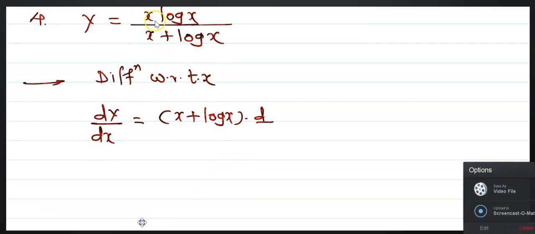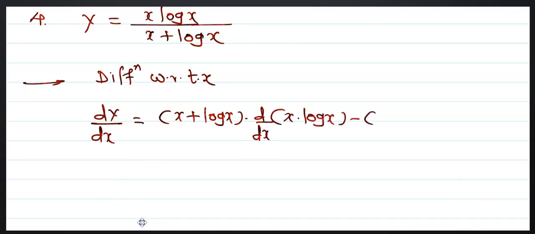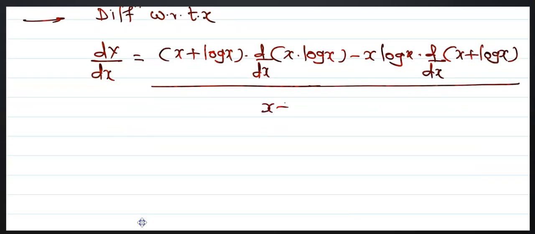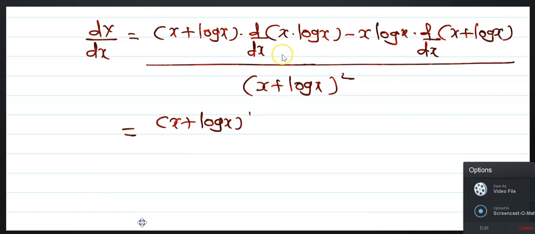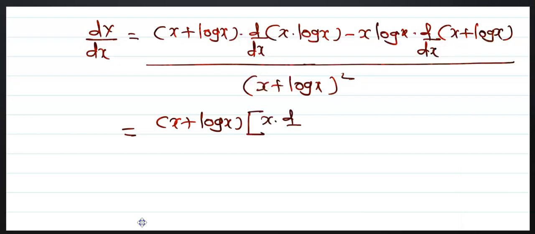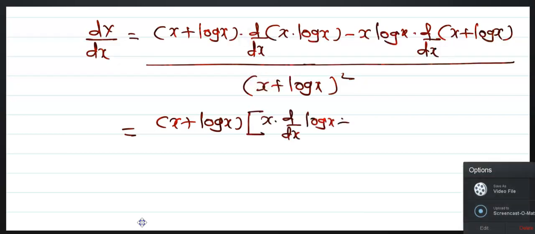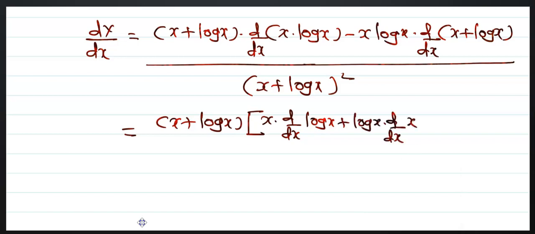Now here we have x into log of x, which means we have to apply the product rule for the first term. x into log of x minus x log of x and d/dx of x plus log x upon x plus log x bracket square. Now we will simplify here x plus log x. Now by using the product rule we will find out the derivative of x into log x. Keep x as it is, derivative of log of x is 1 upon x, plus log of x into derivative of x.